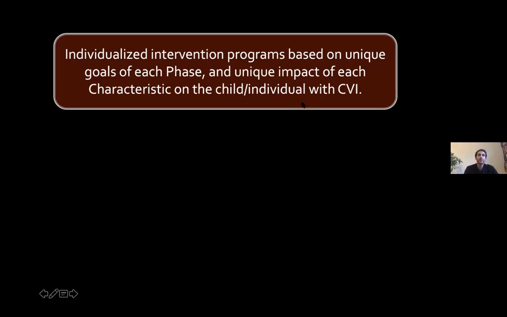All right. So individualized intervention programs are based on the unique goals of each phase. We need to understand what the goal of the phase is and what the approach toward intervention is that's unique to phase 1, phase 2, and phase 3. But we also need to be thoughtful about the unique impact of each characteristic on the child, because color may look a little different for one student than it looks for another. So this is a highly individualized approach, but there are overarching considerations that we can qualify by phase.